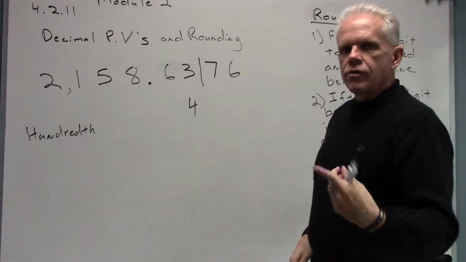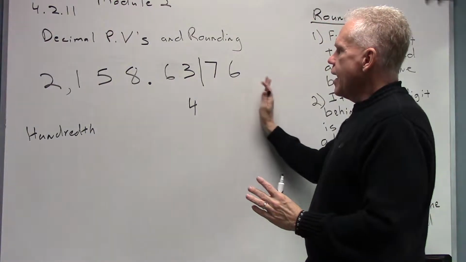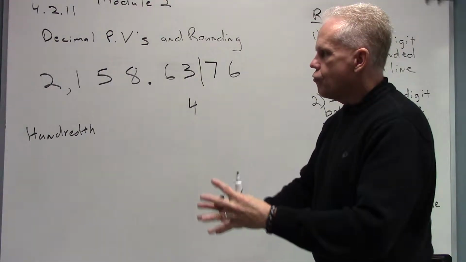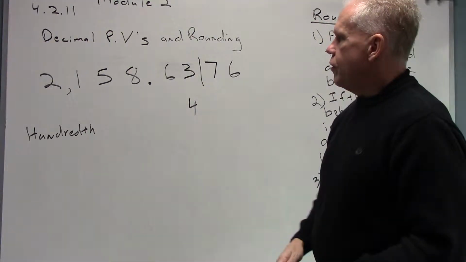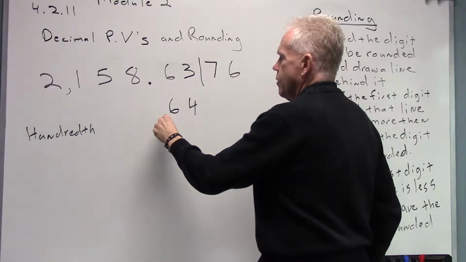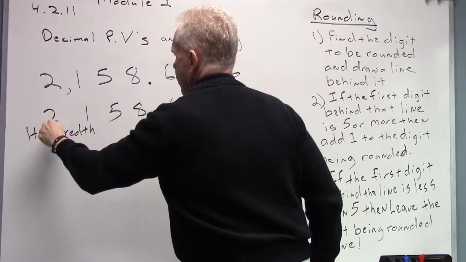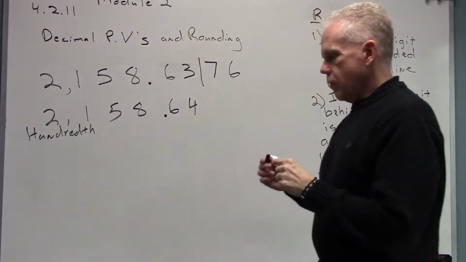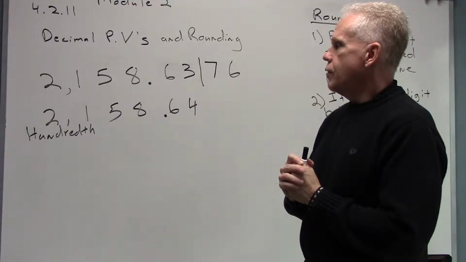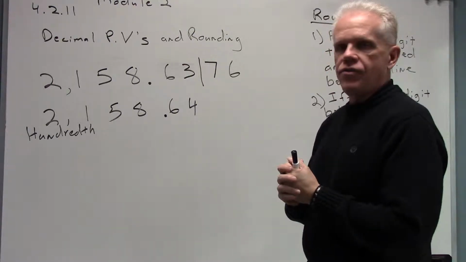Now this is where it's a little different than rounding whole numbers. Once we bump that to a 4, everything behind the line drops. We don't put zeros back there, we just drop it. Everything in front of the digit that we rounded does stay the same, just like in whole numbers. So when we round this to the nearest hundredth, we get 2,158 and 64 hundredths.